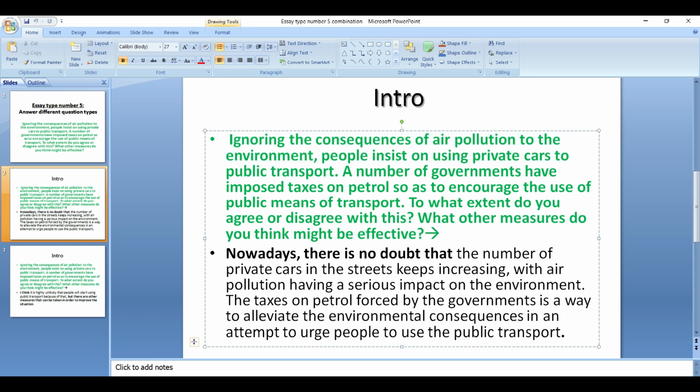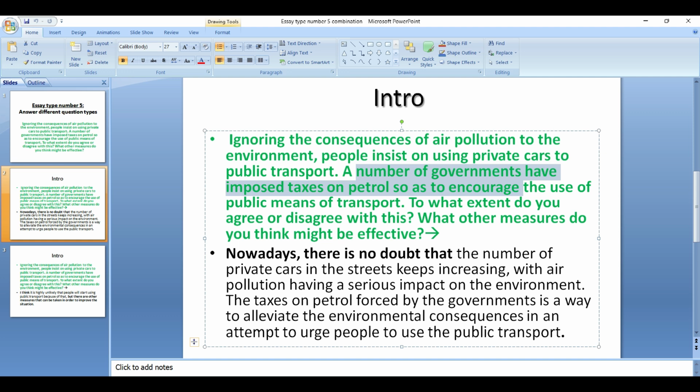Now, the second part of the topic gives us a solution from the governments. A number of governments have imposed taxes on petrol so as to encourage the use of public means of transport. I didn't use any linking phrase for that. I just paraphrased the taxes on petrol forced by the governments. So I used forced instead of imposed, and I did something else for paraphrasing also. I changed the structure from active voice to passive voice. You can do that in paraphrasing as well. You can use the same words and just change active to passive or the opposite.